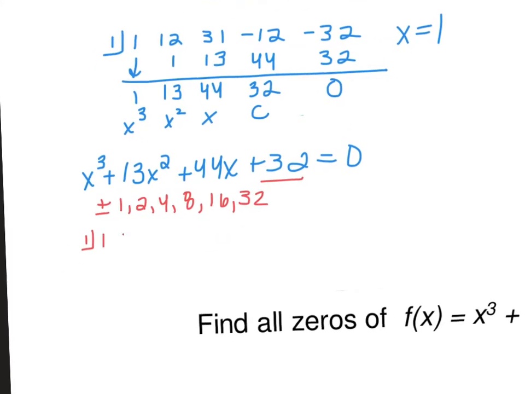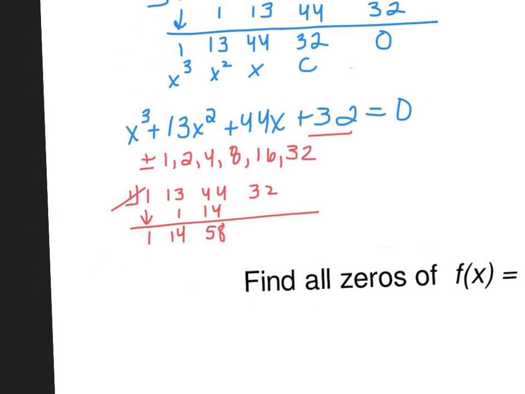I have 1, 13, 44, and 32. So bring down the 1. 1 times 1 is 1. 13 and 1 is 14. 14 times 1 is 14. 44 and 14 is 58. Guys, if I multiply 58 times 1 and add it to 32, is that going to give me 0? Okay, so you can just stop. Let's try negative 1.